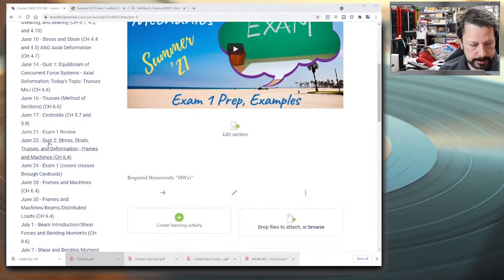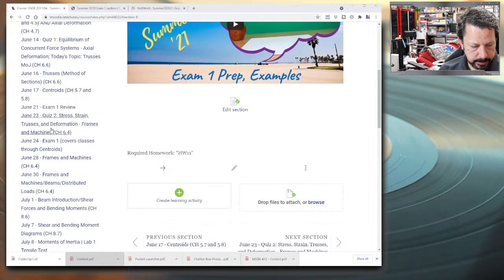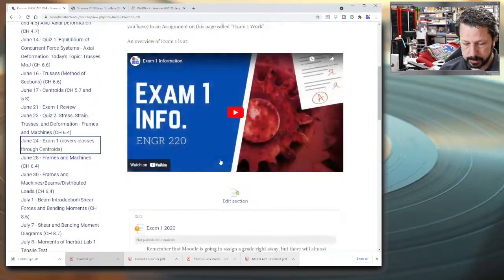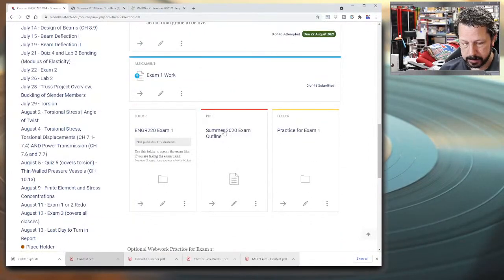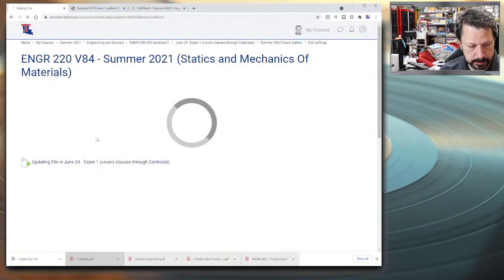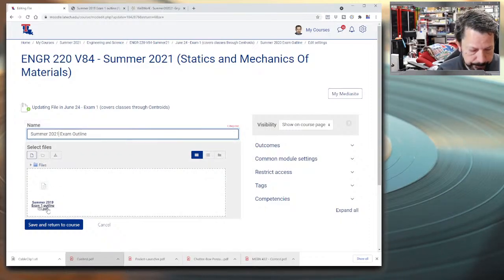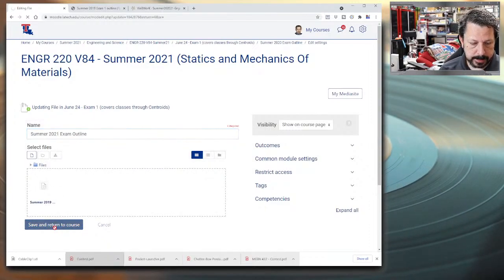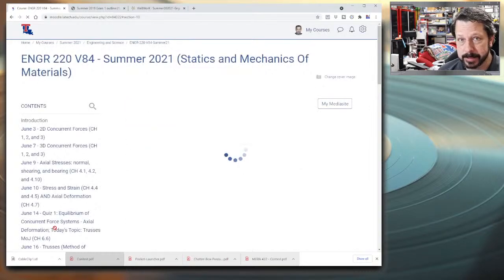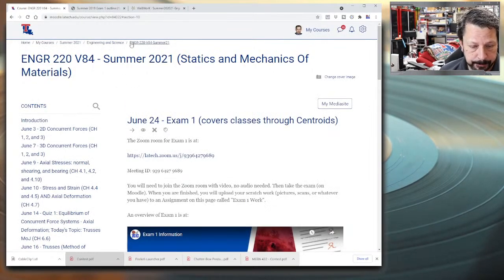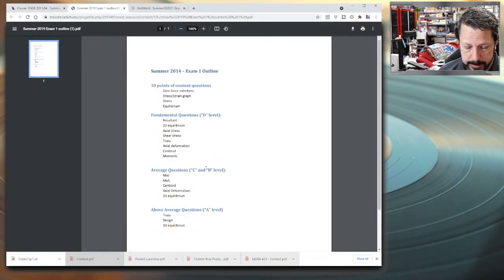If you go to exam one, June 24th, there is a summer 20, and again, let's go ahead and fix that. Let's make it say 2021 so that it's up to date. So summer 2021 exam outline. Now when you open this, it's actually going to say 2014 on it, but it's fine. And it will have this in there.